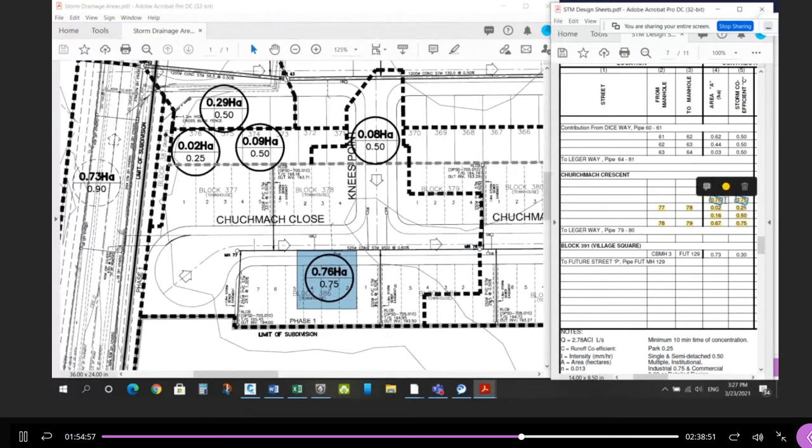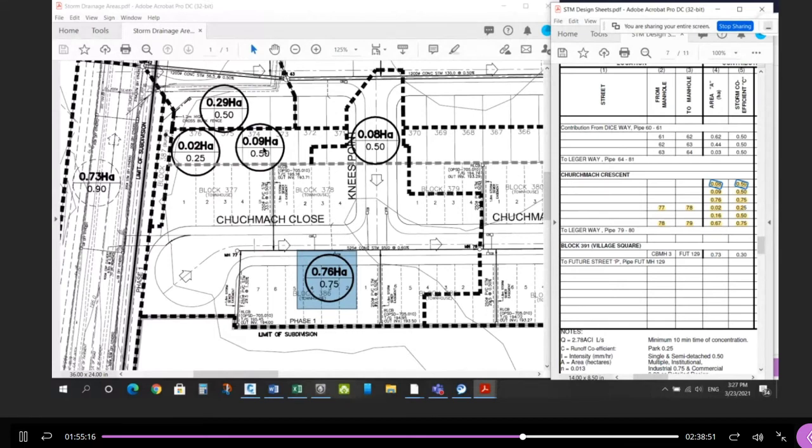So you can see here 0.76 at 7.5. So that's one area. Then up here you'll see this area drains through 0.08 at 0.5. So that's this one up here, 0.8 at 0.5. And then you'll see these backyards drain into this catch basin that drains into this pipe.